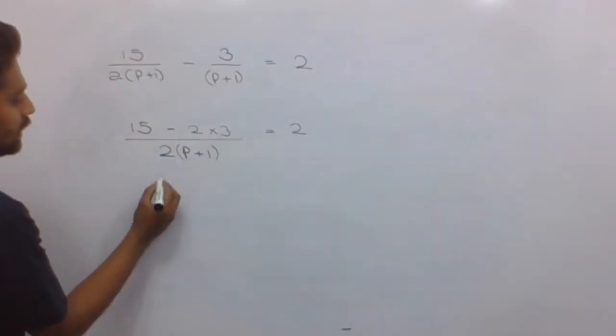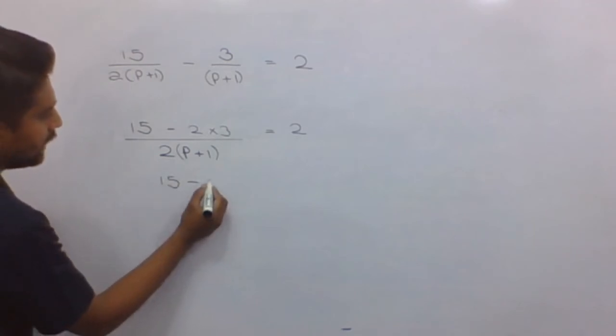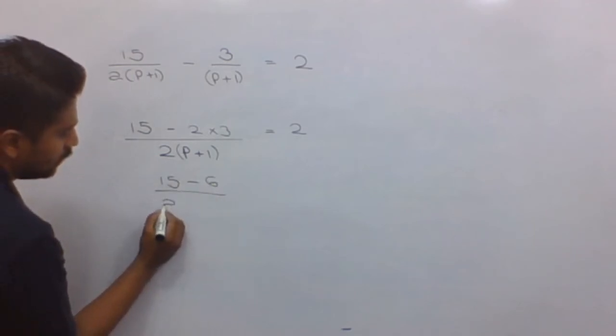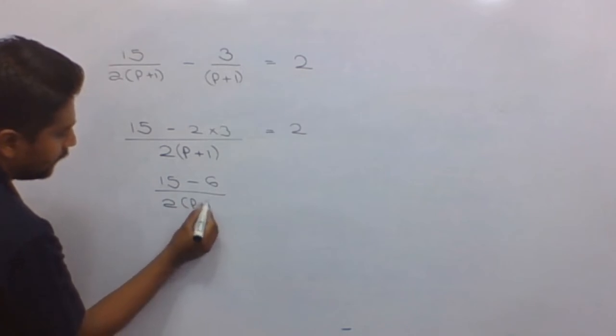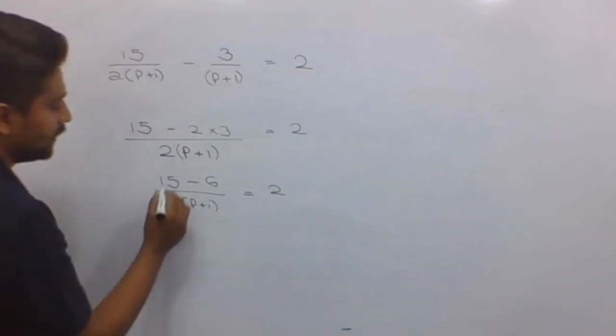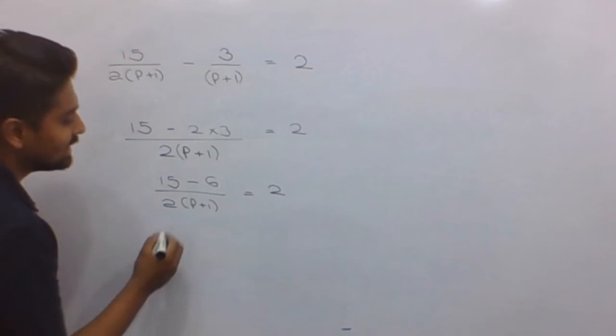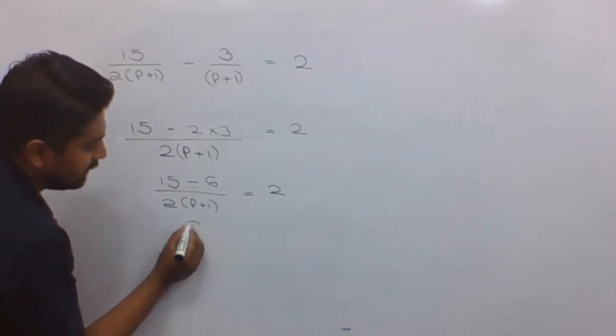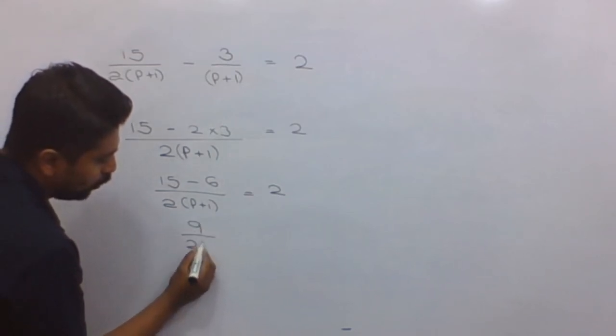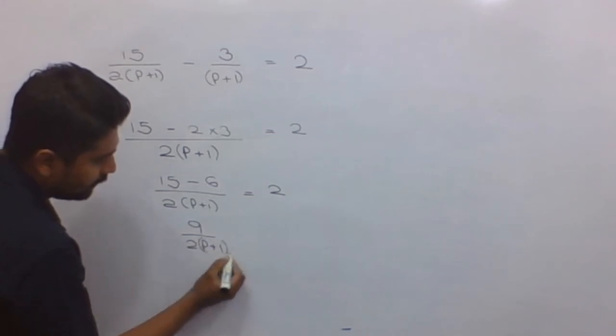This is equal to 2. Then 15 minus 6 over 2p plus 1, this is equal to 2. Then what is 15 minus 6? It is 9 over 2p plus 1, equal to 2.